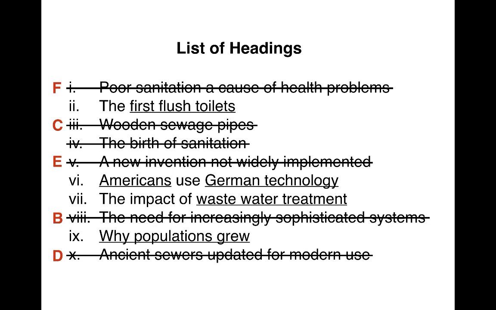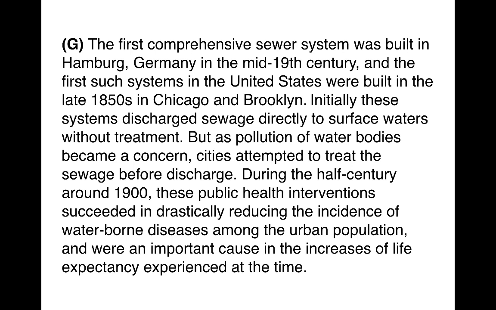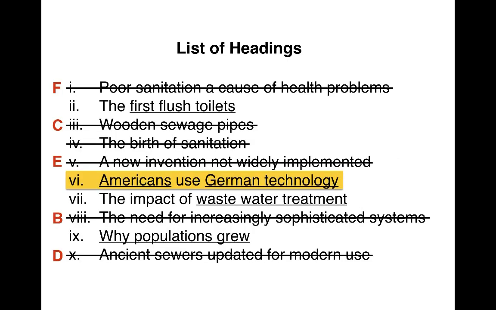We can cross that one out, and I think now we're on to the last paragraph, paragraph G. The first comprehensive sewer system was built in Hamburg. In this one you can probably see that we've got Hamburg, Germany, we've got the United States, so you might be tempted to go and choose this answer straight away. However, that would be wrong. If we look at this carefully, it says Americans use German technology. Well, does it say that they use it?